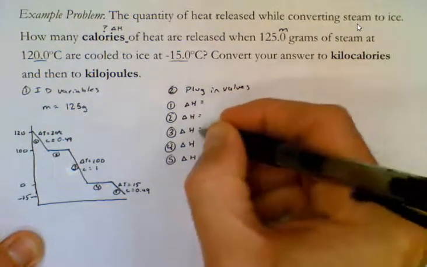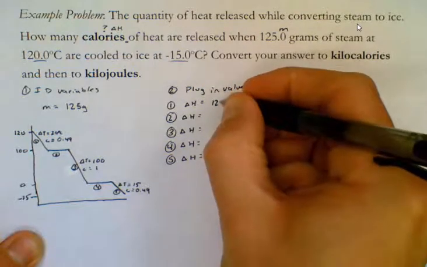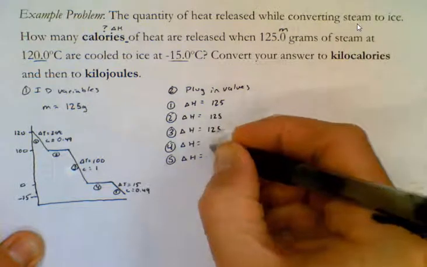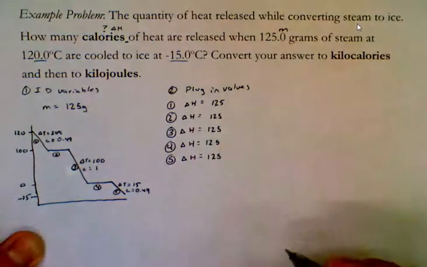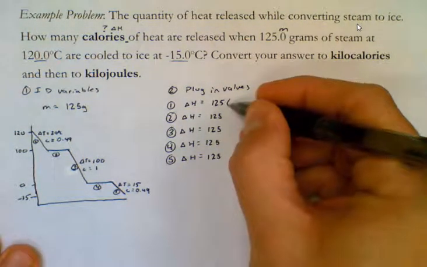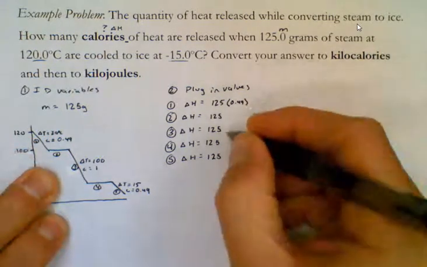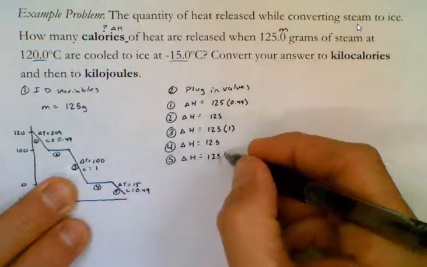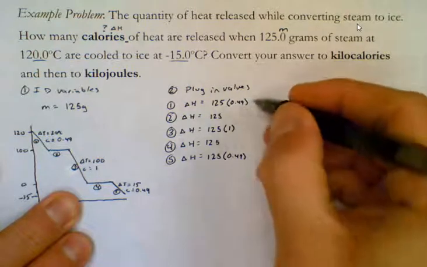They're all going to have the mass. So go ahead and throw the mass in, which is 125. Heat is an extensive property based on sample size, so mass is important for all of these. And then 1, 3, and 5 are going to have the specific heat. So 1 is 0.49. 3 is value 1, because that's liquid water. And then at ice, 0.49. These specific heat capacities are specific to the phase of matter.